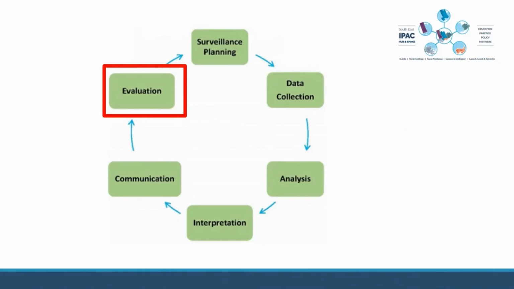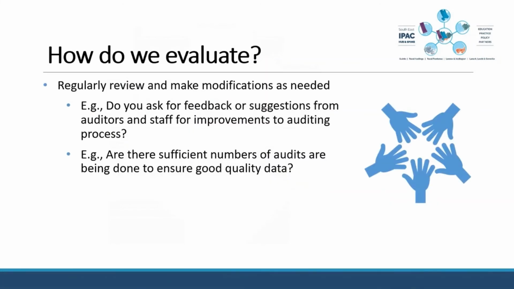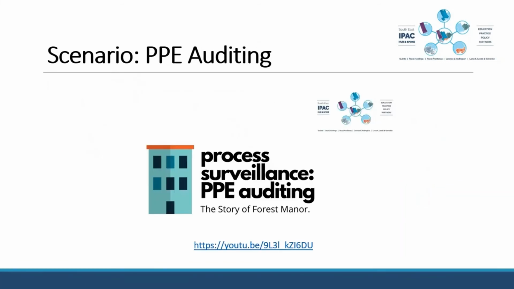The final portion is evaluation. So just moving to the next slide. Perfect. Evaluate by performing regular reviews and adjust as required. An example could be looking at the number of audits that are being done and assessing if it is enough to produce good quality data. Another example could be obtaining feedback from your staff on how to improve the audits. So now we have a short video of a PPE auditing scenario.